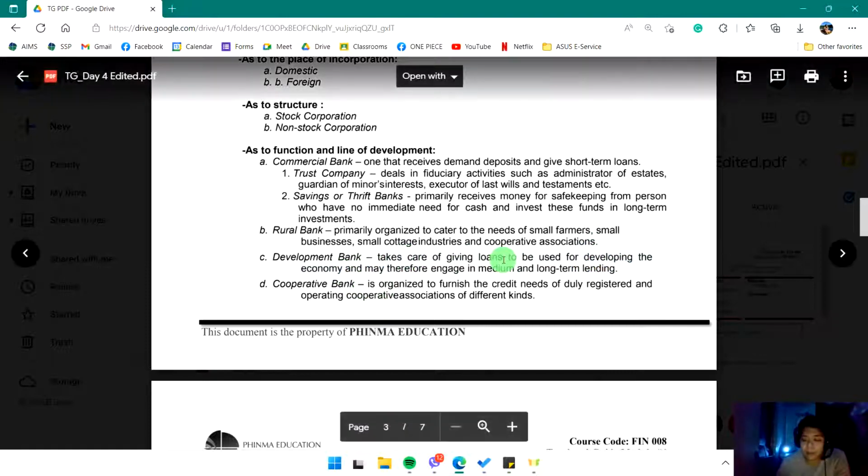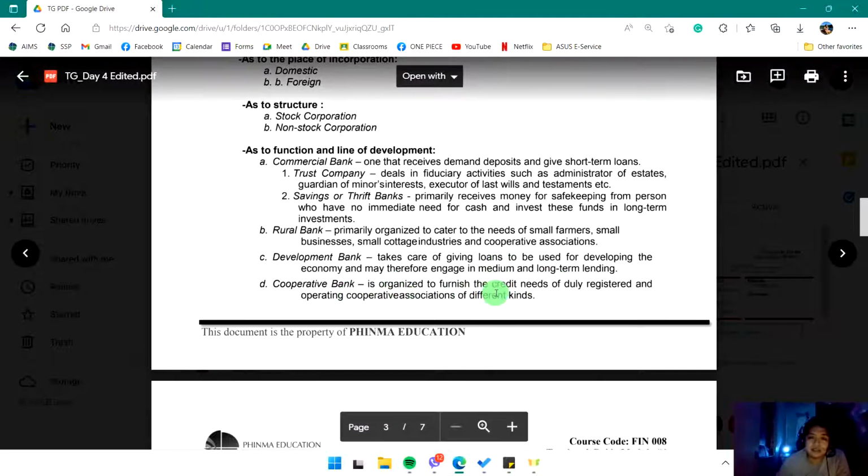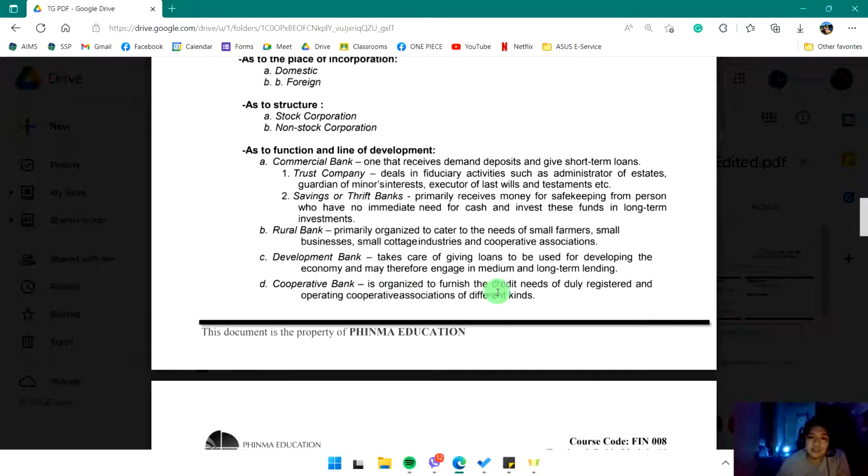Next, we have here the cooperative bank. Ito yung mga co-op na sinasabi natin. Pero cooperative bank is more specific and more inclined with bigger organizations or associations. So mainly, ang ibig sabihin po ng cooperative bank is to give out or to offer their services to cooperative associations.